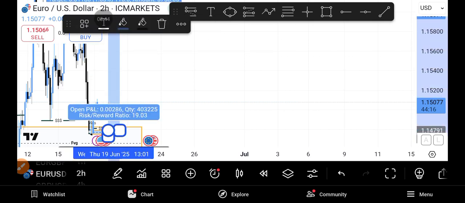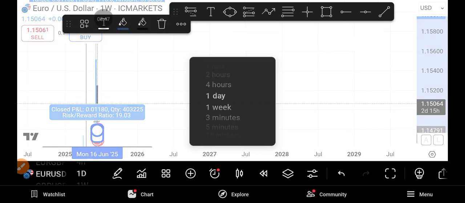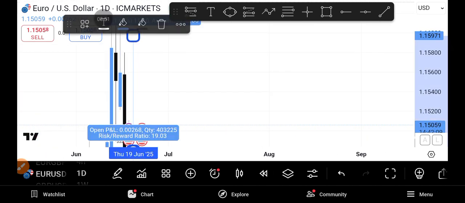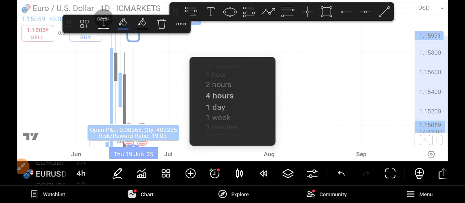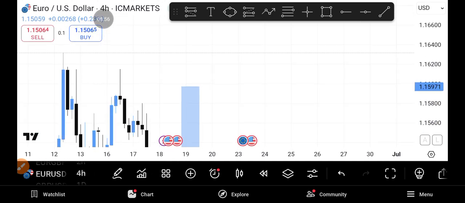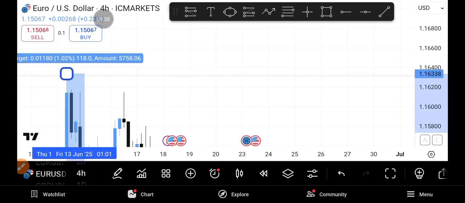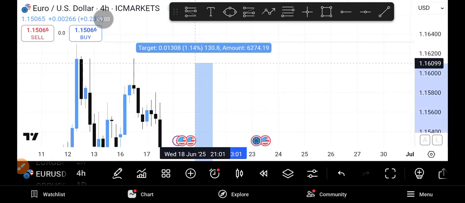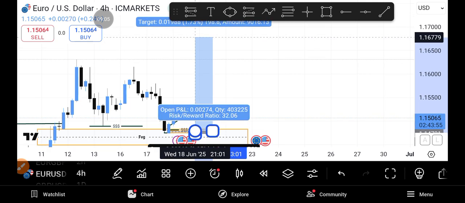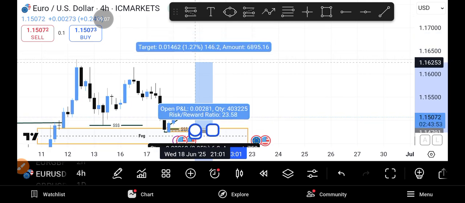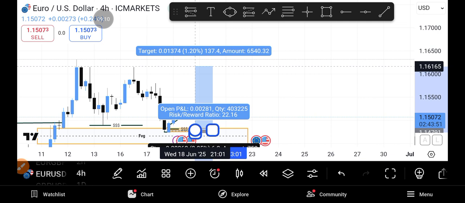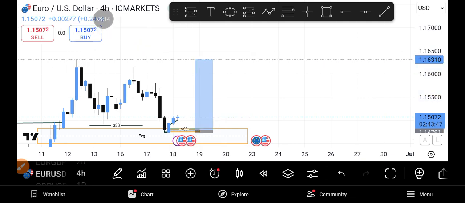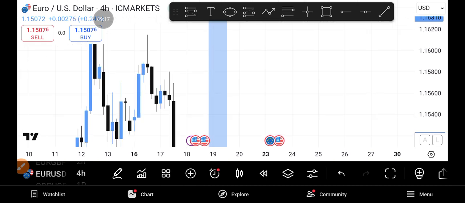Our extreme take profit is here. Our take profit should be here, above here, because you can see you still have an equal high here. So price will clear all this liquidity to the upside. This is a 1:24 risk to reward ratio.